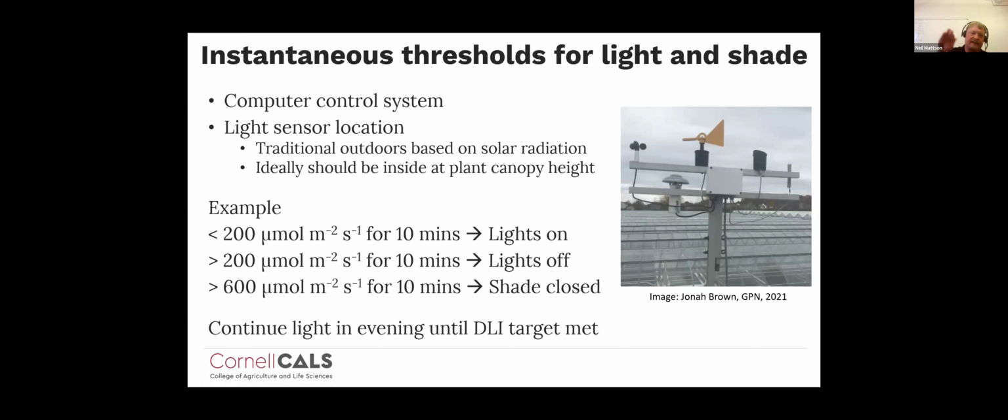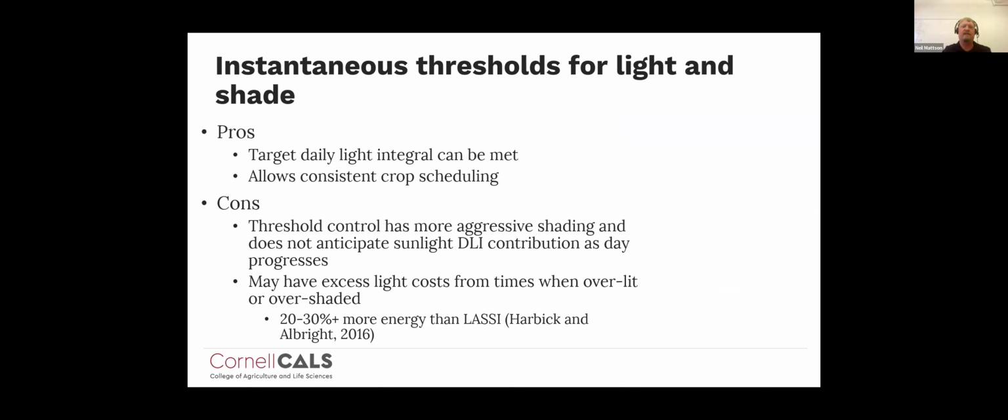And then what you might add on to this logic is at the end of the evening, if you haven't yet met your daily light integral target at sundown, then you could keep your lights on later into the evening until you hit that DLI target, or alternatively have lights start up again before sunrise to get several hours of lighting before sunrise to hit those targets.